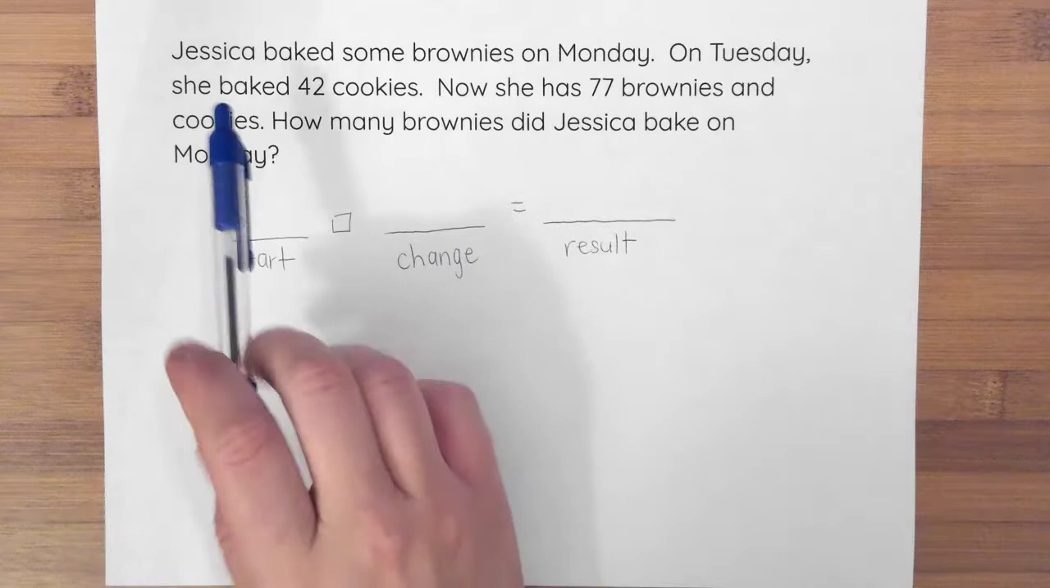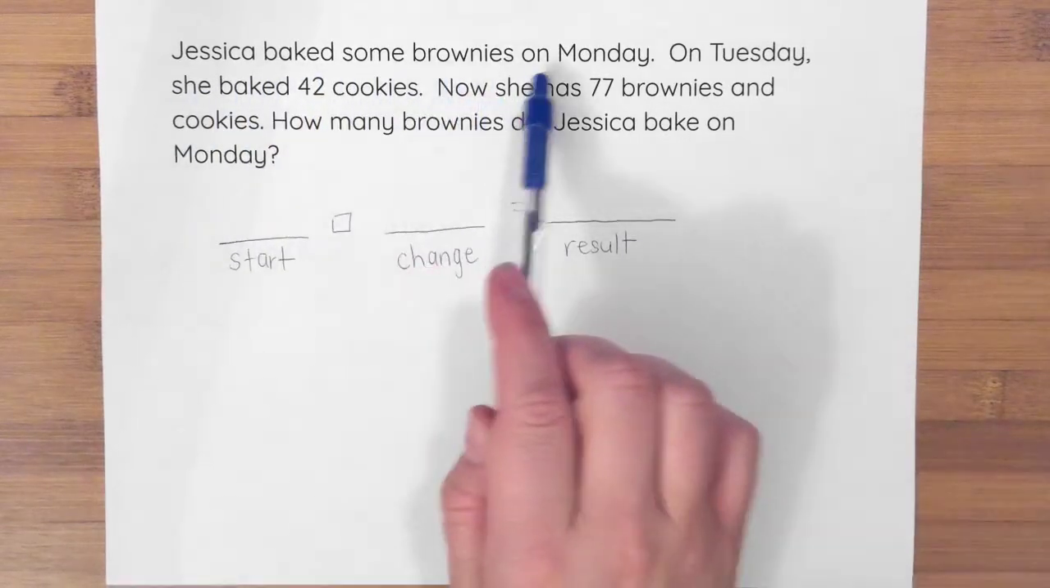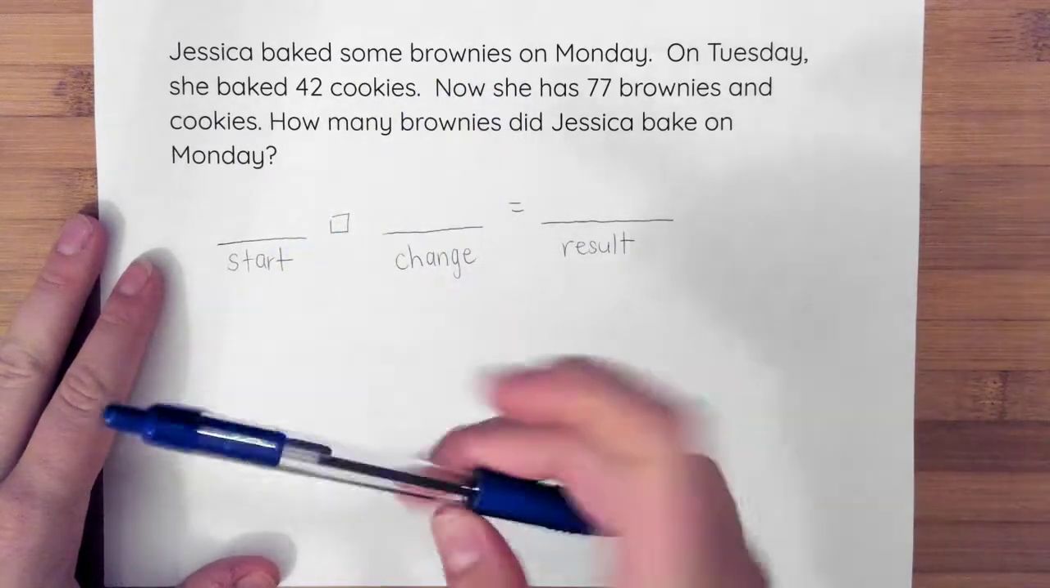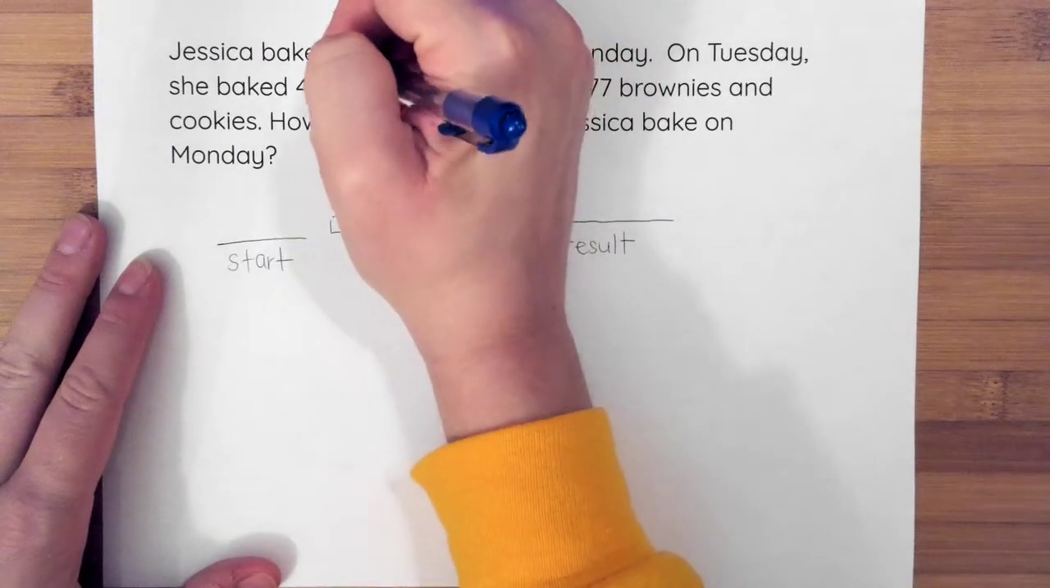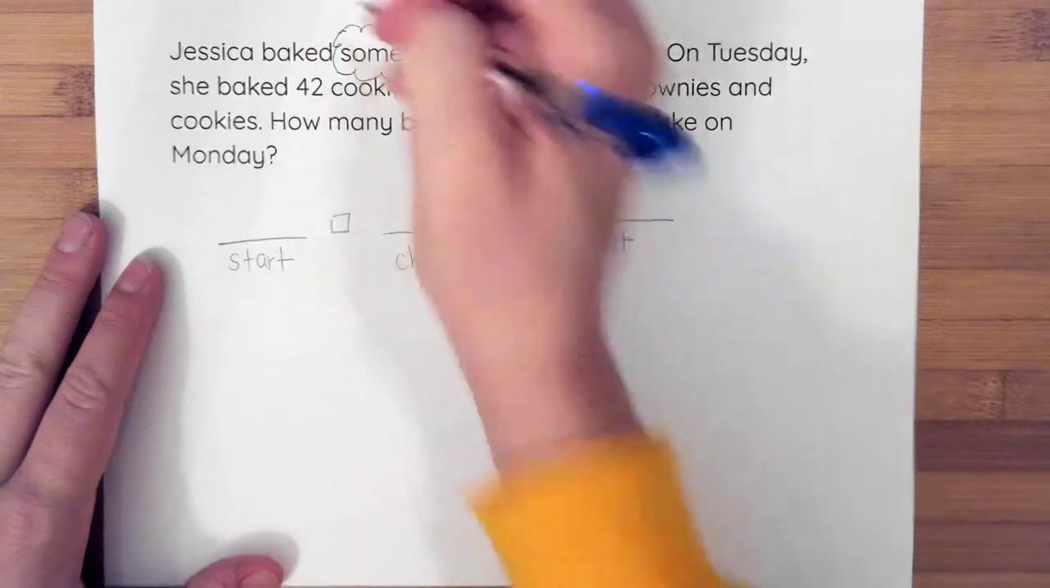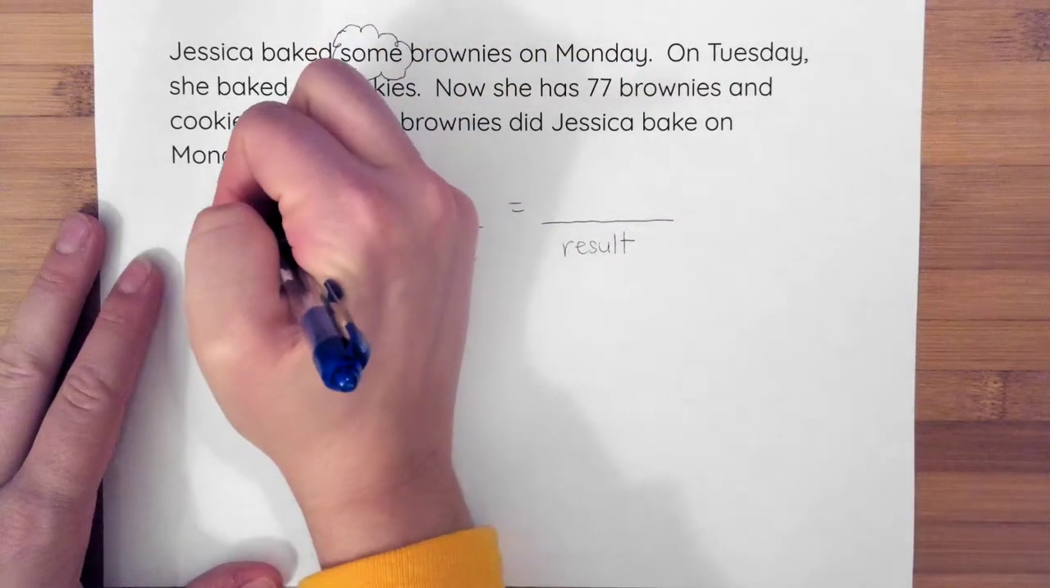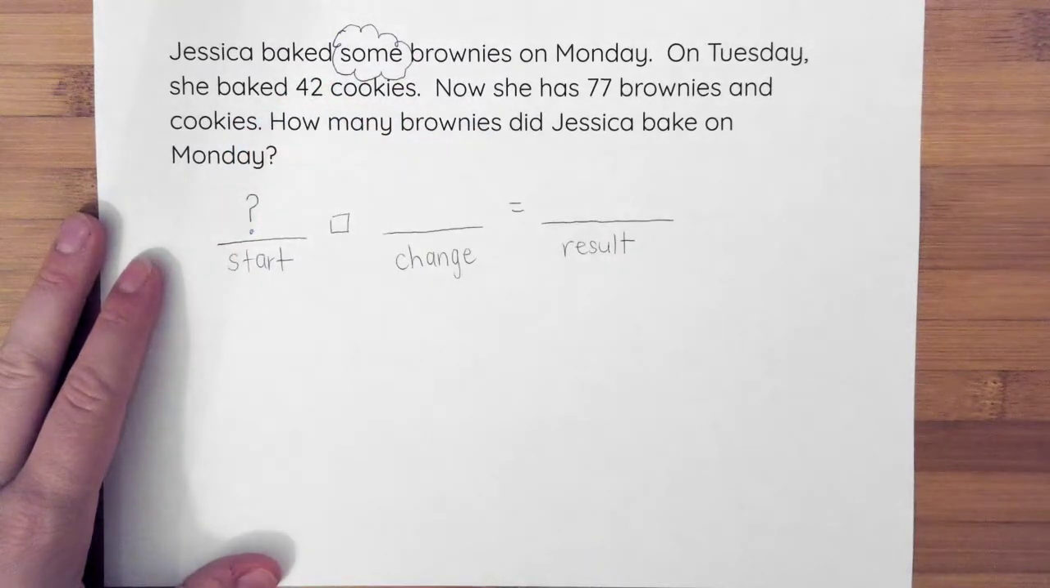So if I read through this word problem, it says Jessica baked some brownies on Monday. Well, I know she baked brownies, but I don't know how many brownies. All I know is that she baked some brownies. So I don't know how many brownies she started with, so I'm going to put a question mark in that start. Remember, that question mark is the symbol that represents what I don't know. It's the unknown to me.